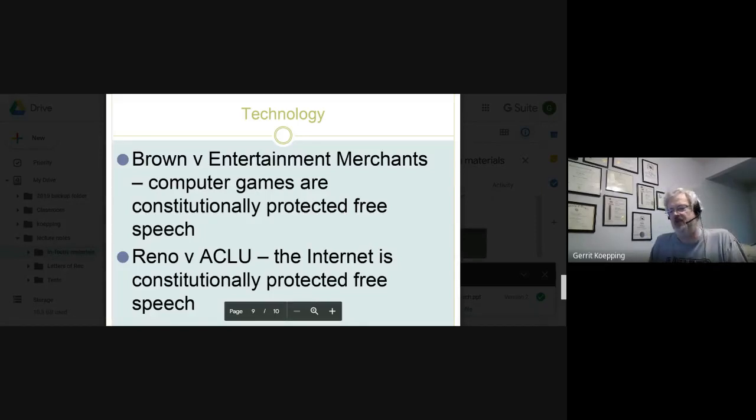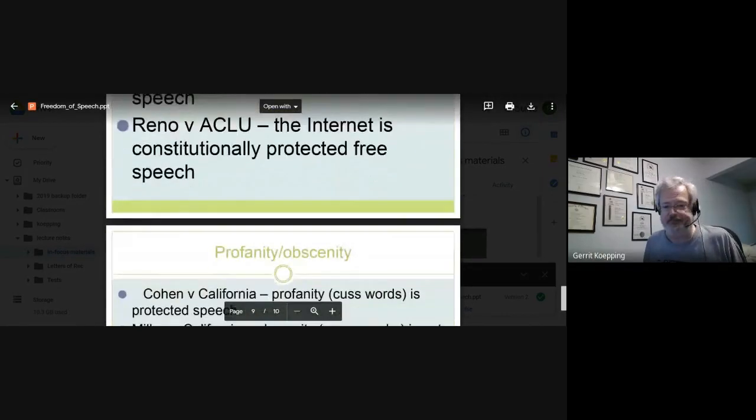In Reno v. ACLU, the court also rules that the internet is constitutionally protected free speech. So here we have new mediums, we have new technology, and the court so far has shown a willingness to extend free speech protections to those new mediums. So that's been interesting to see.